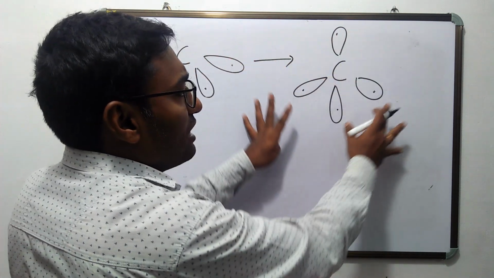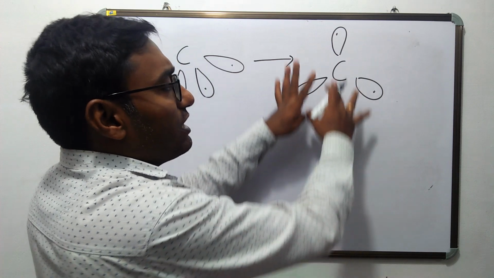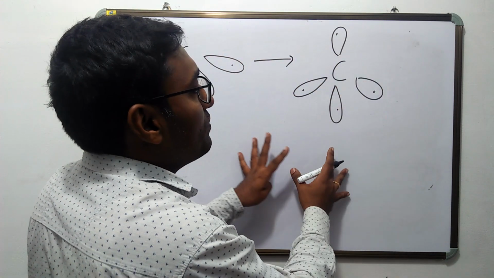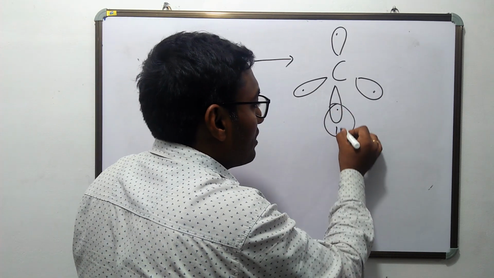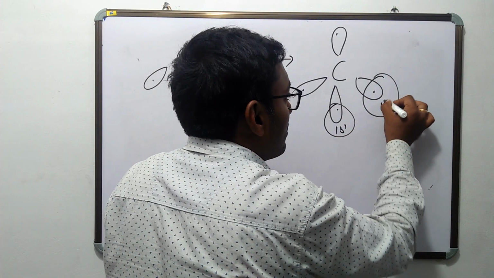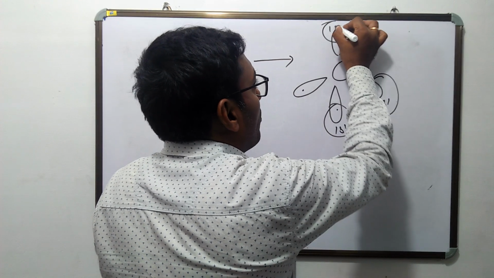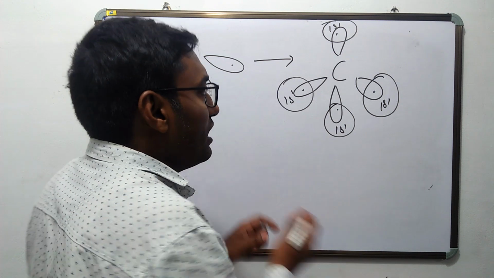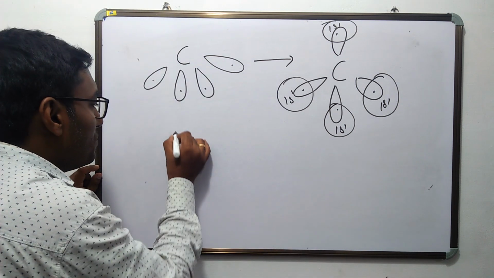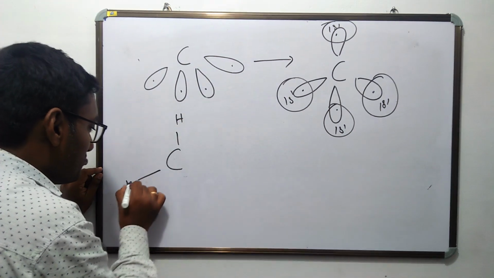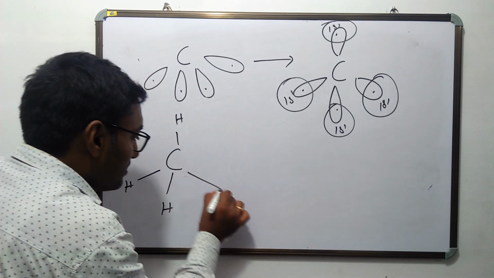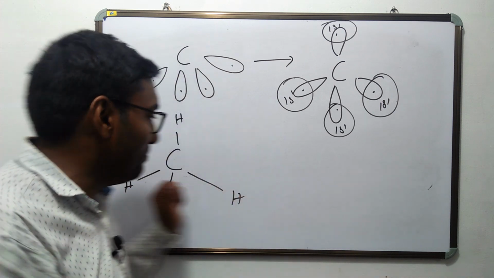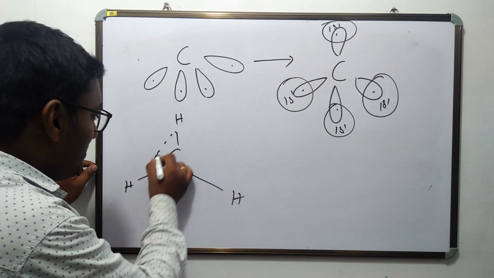So this is the farthest position that is available. Now our carbon atom is ready. It can now make covalent bonds with hydrogen. So I am going to make covalent bonds with hydrogen here. Each orbital is attacked by the 1s1 orbital of the hydrogen, and now we get the methane molecule. Can you observe the shape? Right, it is the tetrahedral shape.